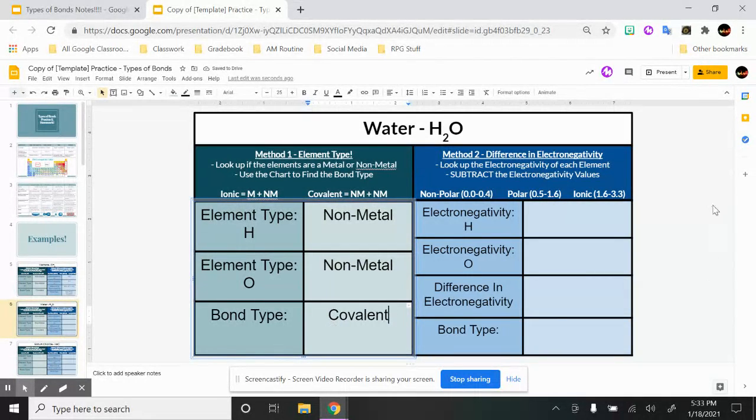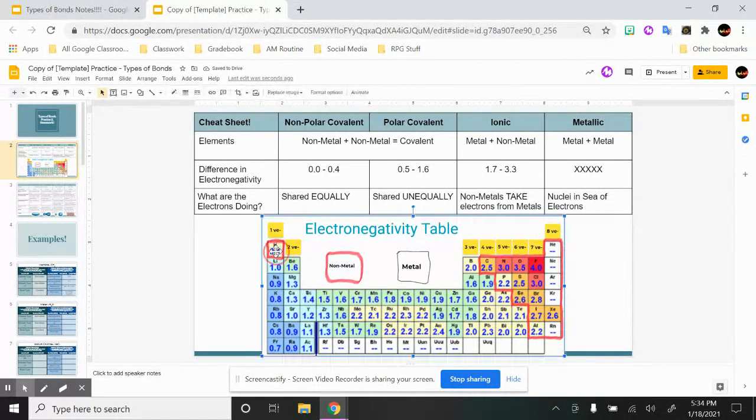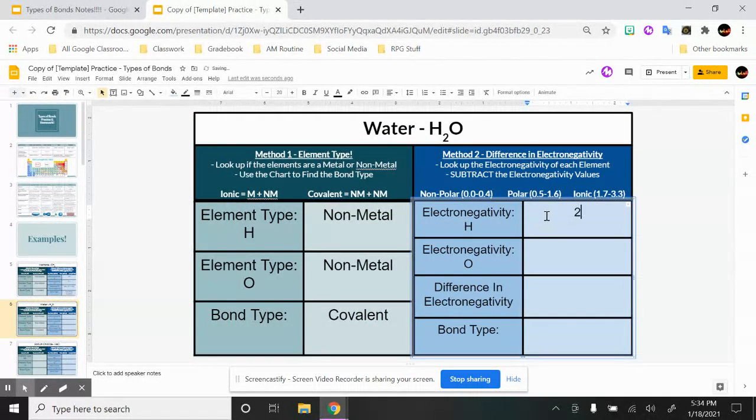Now to get a little bit more detail, I'm going to do the electronegativities. I'm going to go look those up. H is 2.1. O is 3.5. So I'm going to put that in, 2.1, 3.5. And then I'm going to subtract big minus small. 3.5 minus 2.1 equals 1.4.